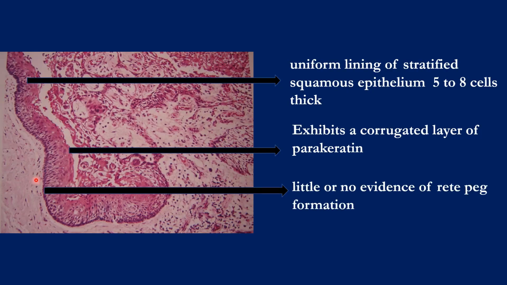The junction between the connective tissue and the epithelium shows absence of rete ridges. So there are no extensions seen. It is a flat connection between the epithelium and connective tissue, which is again a significant or unique feature of OKC.